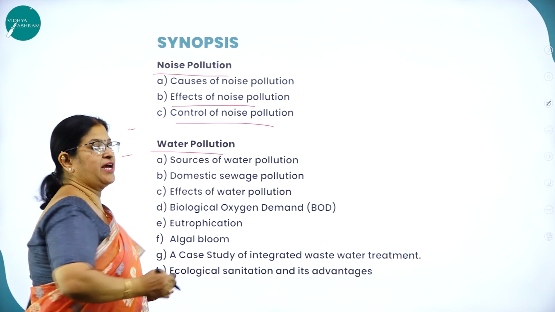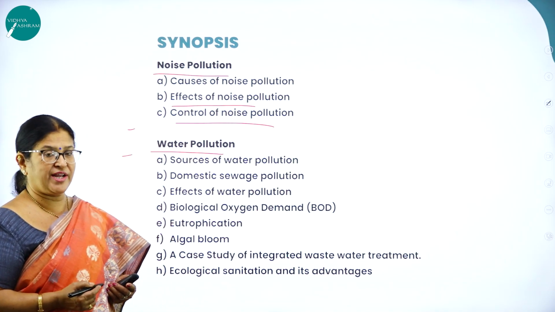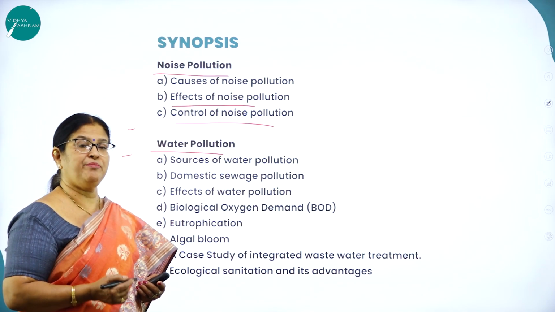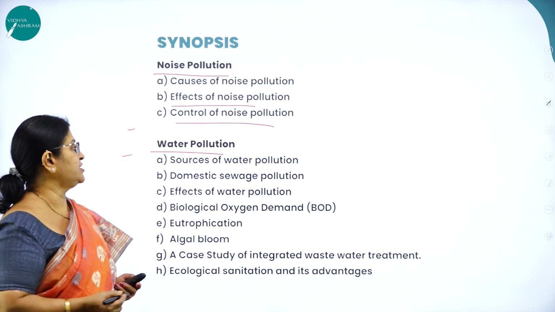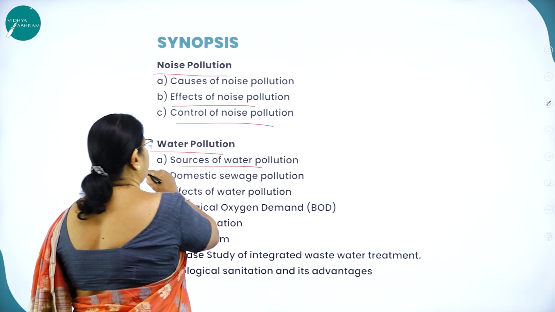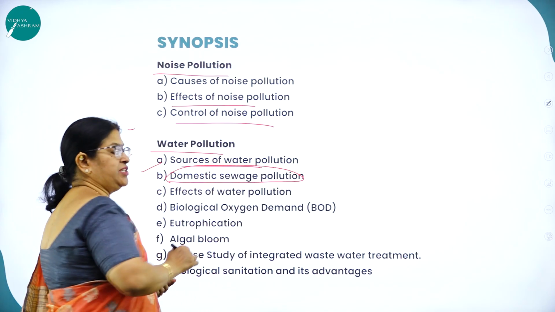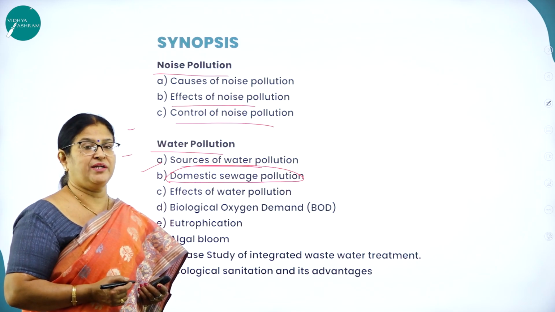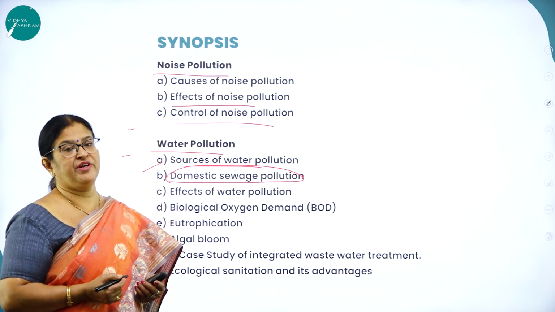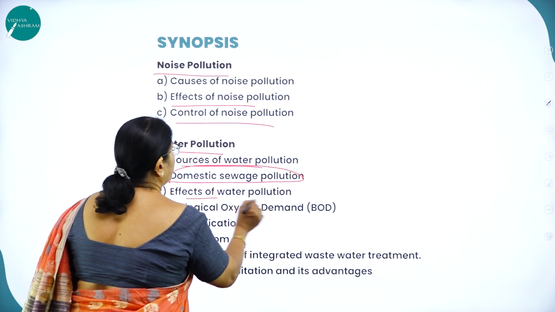Next, water pollution. As we all know that water is the prime requirement for living organisms, and the water bodies, may it be a river or a lake or a pond, are polluted by various factors. So what are the sources of water pollution? As we all know, one important source is the domestic sewage. The sewage is nothing but domestic waste which contains organic matter, including the human fecal matter as well as the microorganisms.